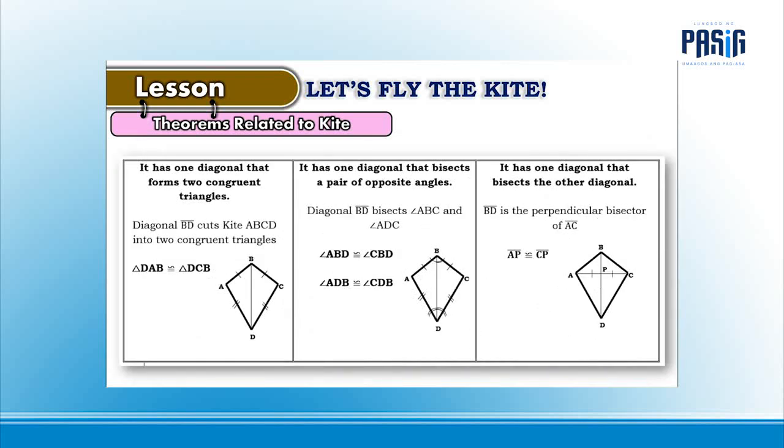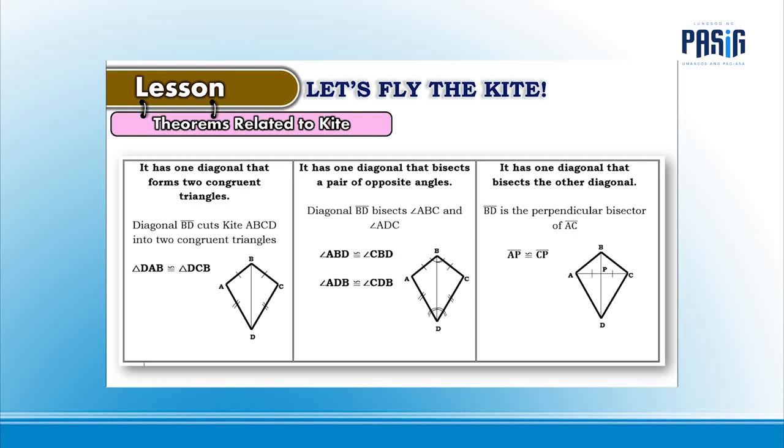Fifth, it has one diagonal that forms two congruent triangles. Diagonal BD cuts kite ABCD into congruent triangles. These triangles are triangle TAD and triangle ECB. It has one diagonal that bisects a pair of opposite angles. Diagonal BD bisects angle ABC and angle ADC.